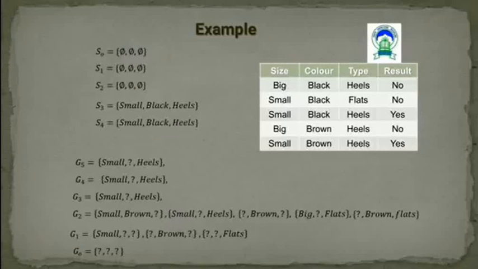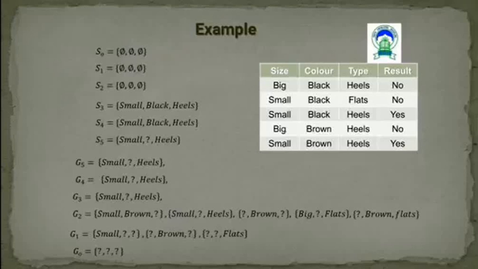Let's consider S4 with this. Small and small match, black and brown no match, hills and hills match. So as small and hills are a match, we have to just write these two similar, and while black and brown are a no match, you have to replace the black with question mark. So it will become like this. So guys, you see clearly S5 and G5 are same values, right?